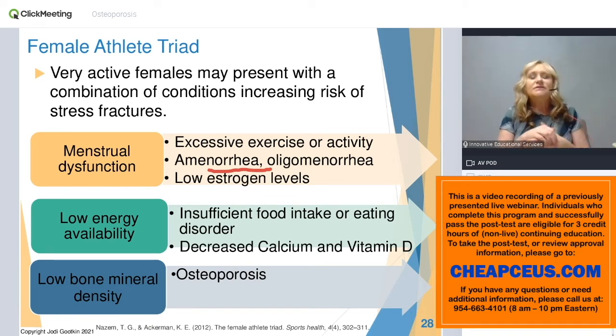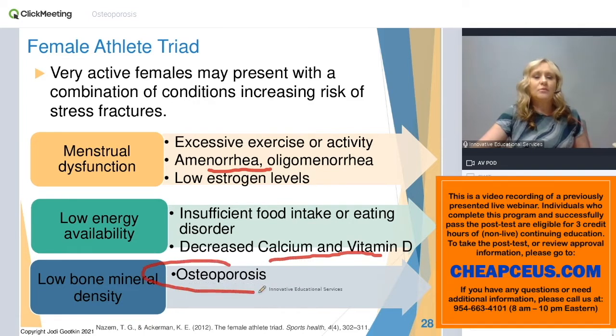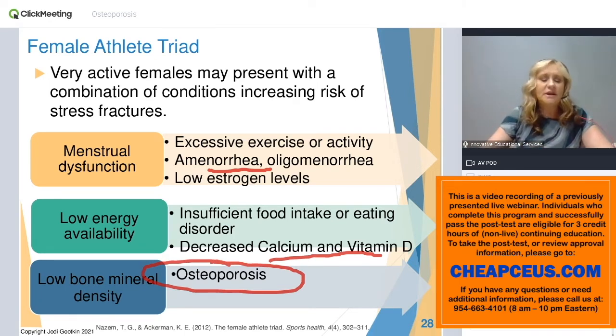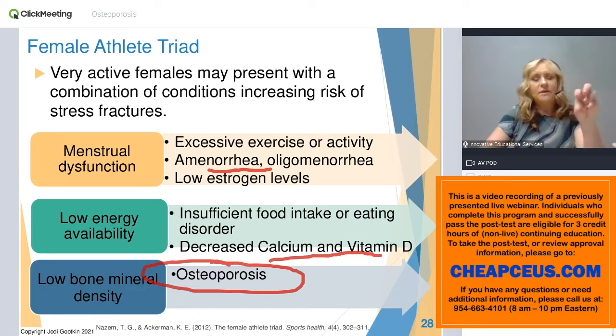Also, they tend to find, whether it's by choice or just because the activity level is so much higher than the food intake, could be accidental or it might be intentional in an attempt to control body image. But either way, there's decreased vitamin D and calcium present, and now these women present with osteoporosis and are developing the stress fractures. Now, bear in mind, they're finding that women with the female athlete triad, that their bone density is sometimes 10 to 20% lower than healthy athletes of the same age.